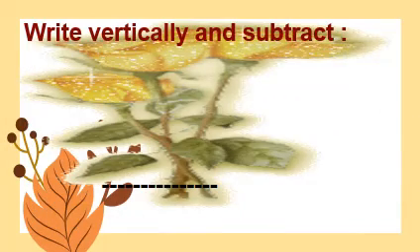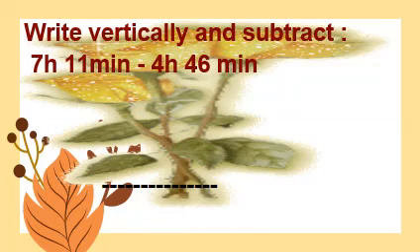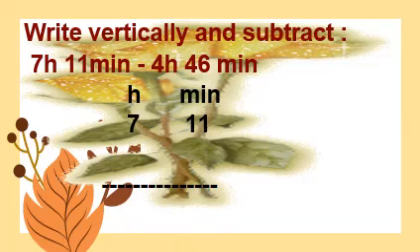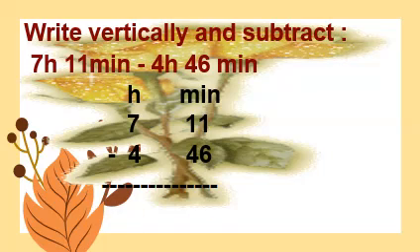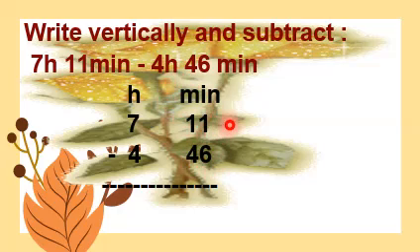Now let's move to the next example of subtraction of units of time. Write vertically and subtract 7 hours 11 minutes minus 4 hours and 46 minutes. First we will write them vertically: 7 hours 11 minutes and 4 hours and 46 minutes. And you can see that 46 is greater than 11. We cannot subtract the greater minutes from the smaller minutes.